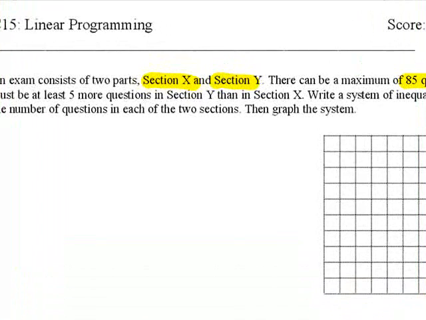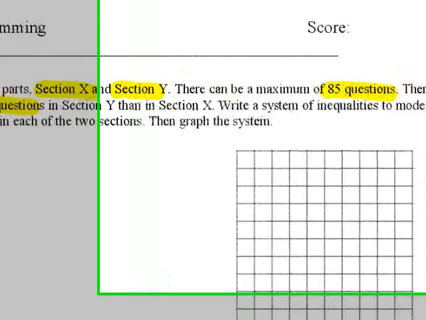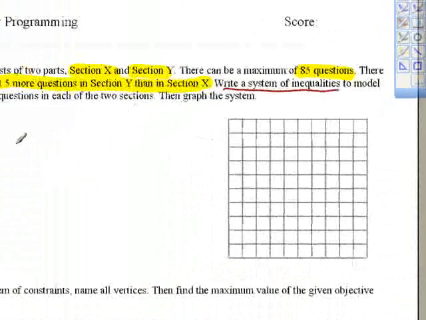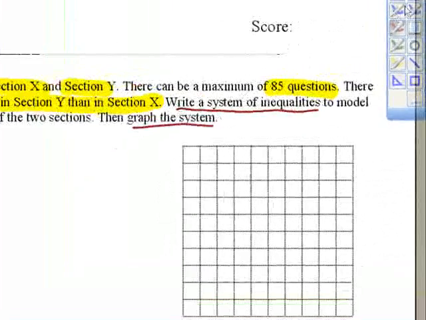Okay, number 7, an exam consists of 2 parts, section X and section Y. There can be a maximum of 85 questions on the exam. There must be at least 5 more questions on Y than on X. Write a system of inequalities to model the number of questions and graph the system. So this is what I have to do before I'm done. So let's see what we've got.